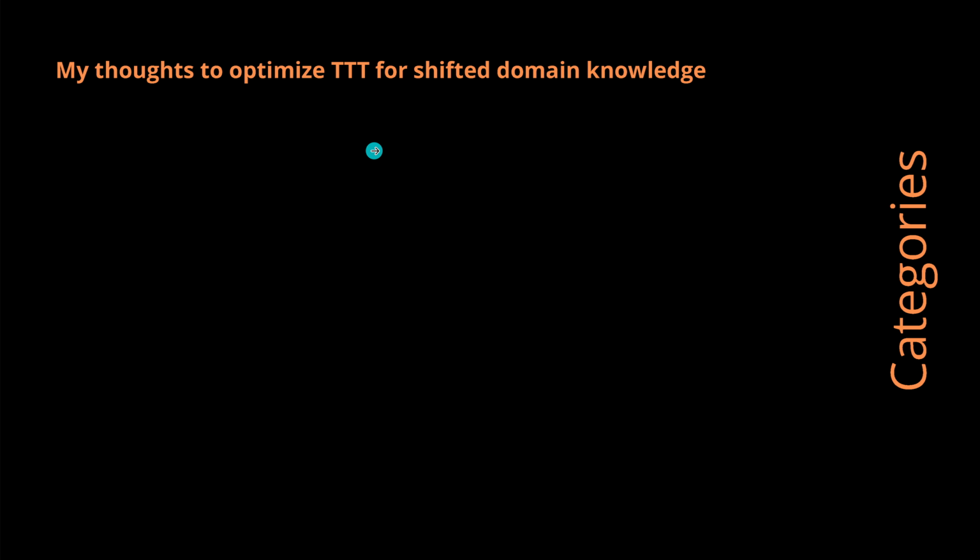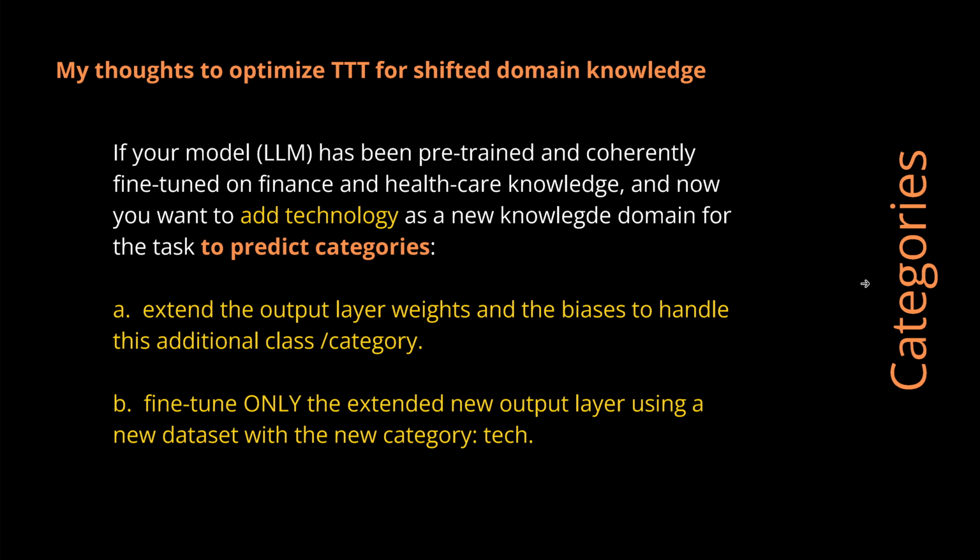So my real personal thoughts here to optimize T3 for shifted domain knowledge. If we go for categories, as I've already shown you here, pre-trained and coherently fine-tuned on finance and healthcare knowledge, let's say that. And now, if you have the task of predicting categories, you want to add a new category, technology, as a new knowledge domain for the task.